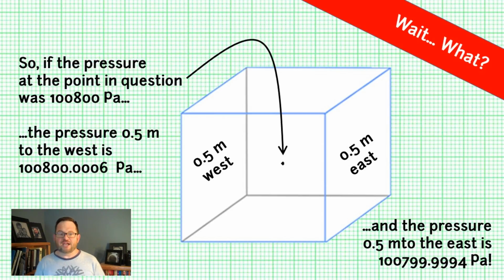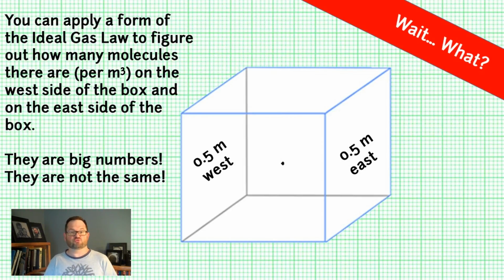But that doesn't mean it's not important to air molecules. We could take our ideal gas law, P equals rho R T, and if we make an assumption that the temperature is the same all through this box, we could figure out the density of the air on the west side and the east side of the box. And from that, using Avogadro's law, which we aren't going to learn about right now in the class, we could even figure out how many molecules there are on the west side and the east side of the box.